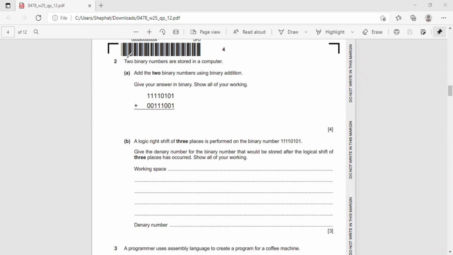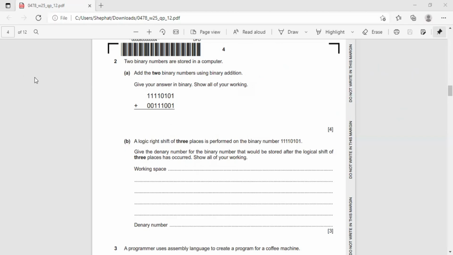Question 2. Two binary numbers are stored in a computer. Part A. Add the two binary numbers using binary addition. Give your answer in binary. Show all your working. So to add these numbers, there are rules governing addition of binaries.